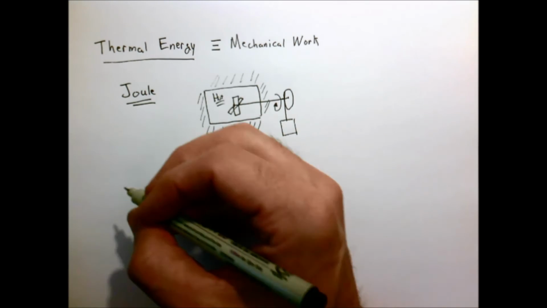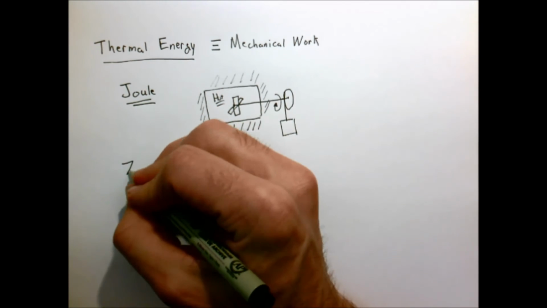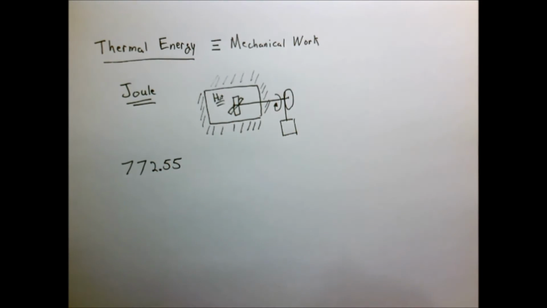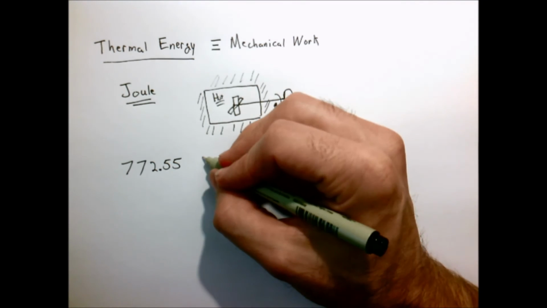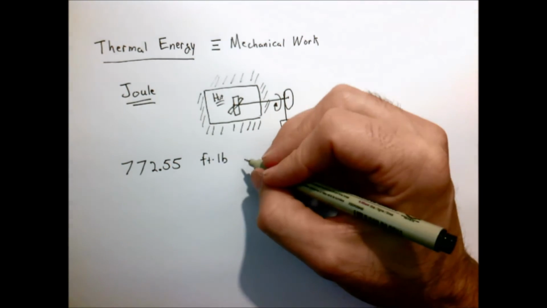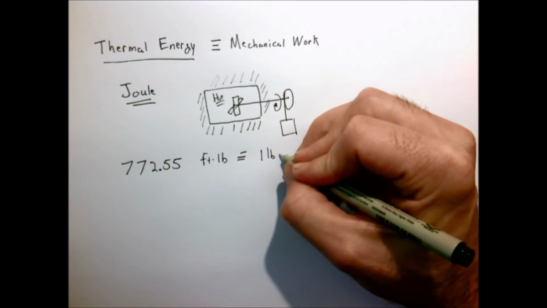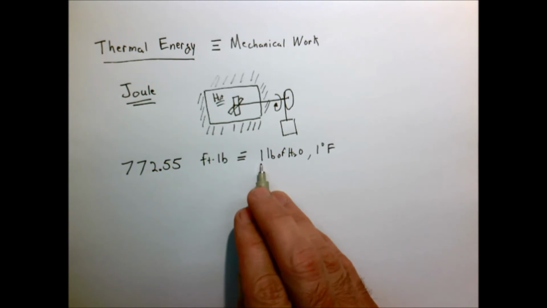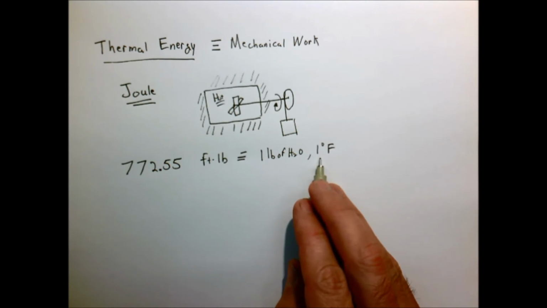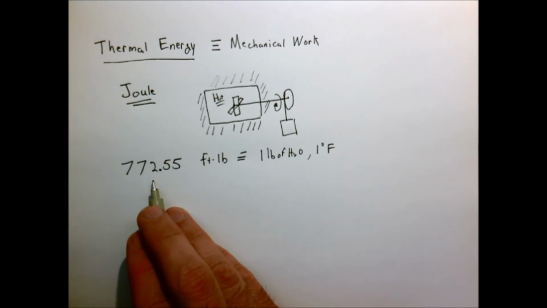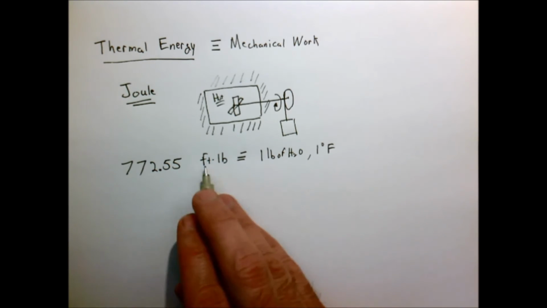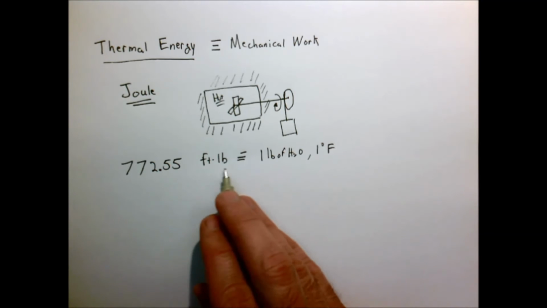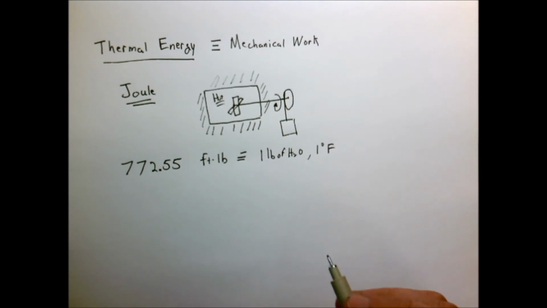And on his gravestone, Joule has the number 772.55, and what that means is 772.55 foot-pounds of mechanical work would take 1 pound of water and heat it by 1 degree F. This is the number that he came up with, what he thought was the best number, and it's very close to what today would be the modern number if you convert these weird units, because of course in engineering and science we don't really use foot-pounds very often anymore.